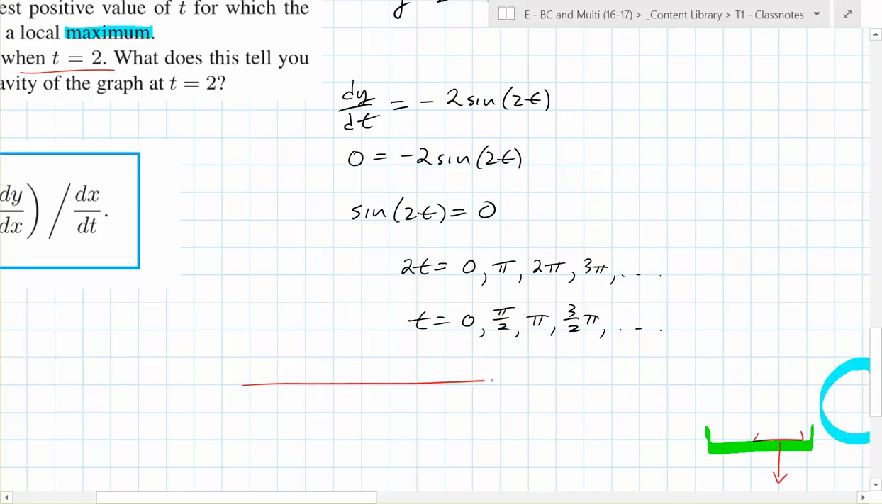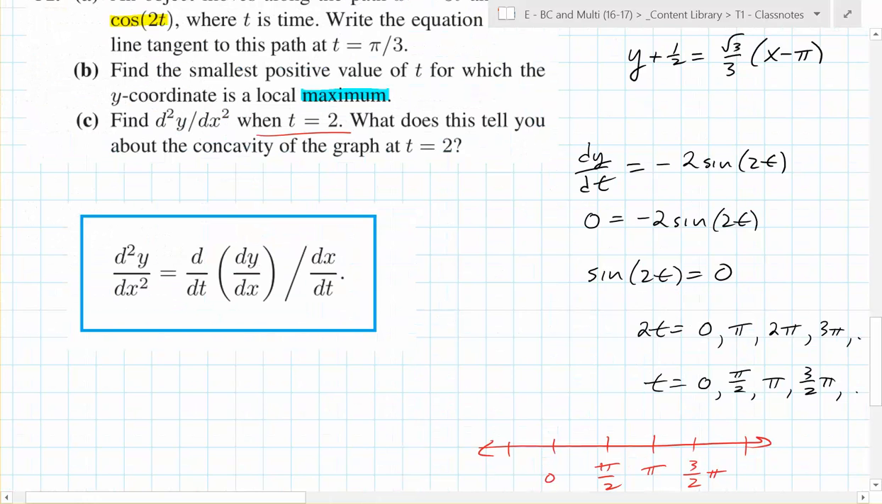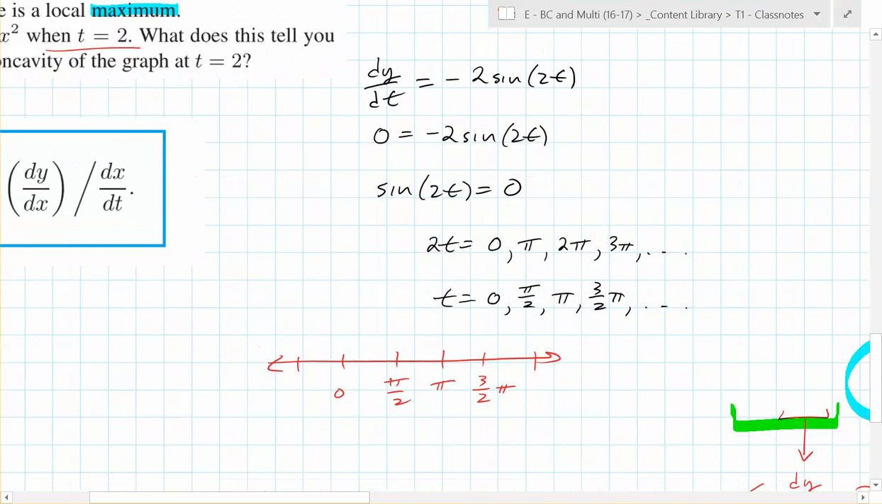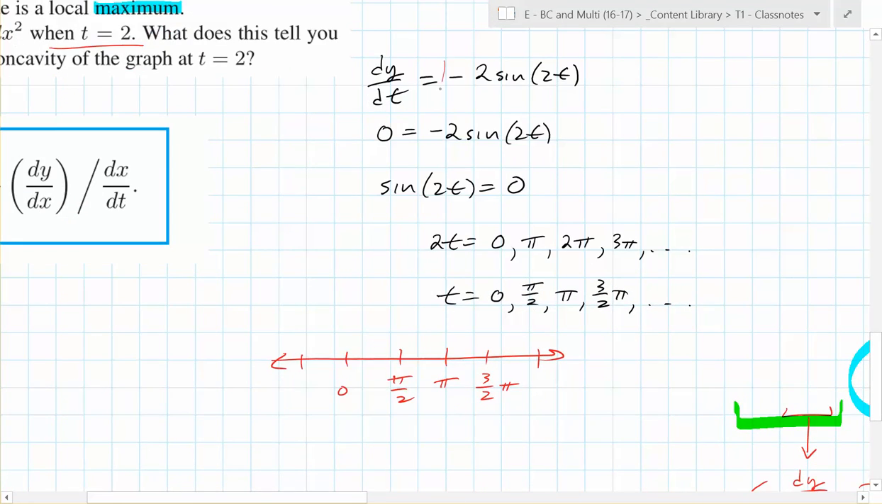So what could you write here? You have all these values: 0, pi over 2, pi, and 3 pi over 2, etc. And it wants t greater than 0, the smallest positive value. So what's our first derivative? Negative 2 sine 2t, right? So what could I plug in right here? What's right in between? Let's do pi over 4.